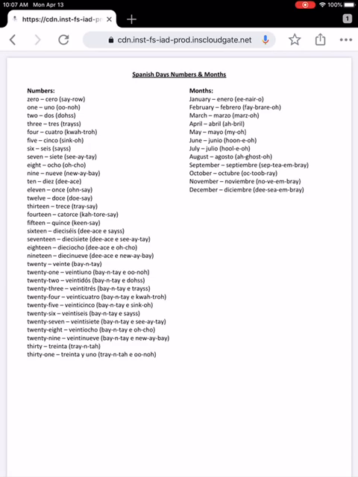So if that makes it easier for you to say it, then by all means, say it that way. The more you practice it and say it, the easier it will become. Let's take a look at the months.